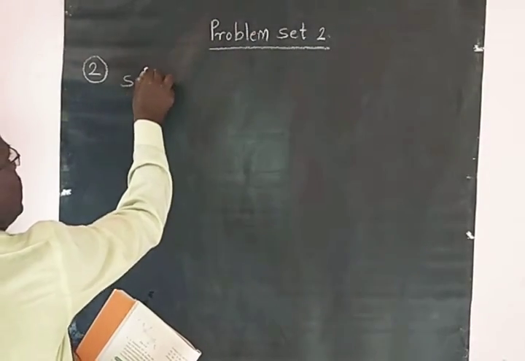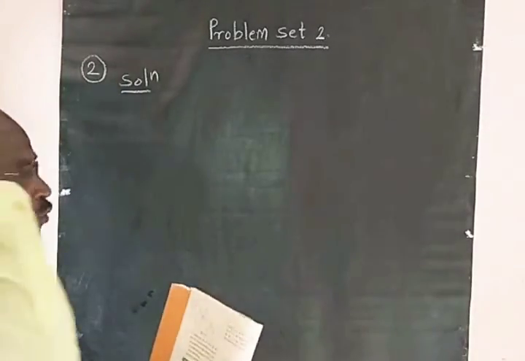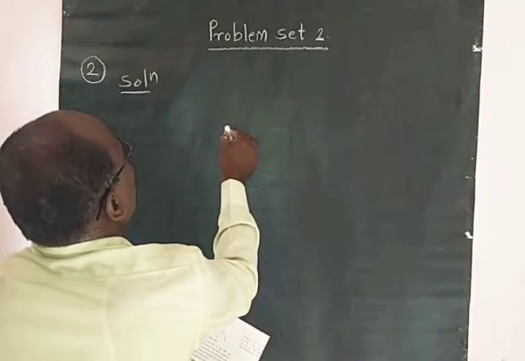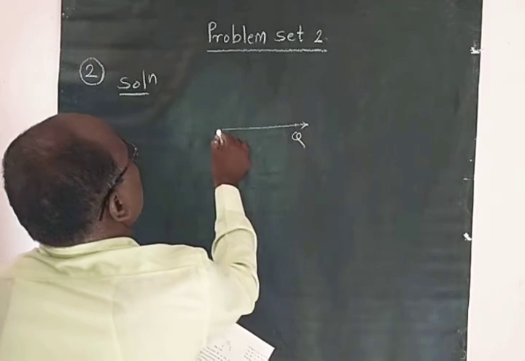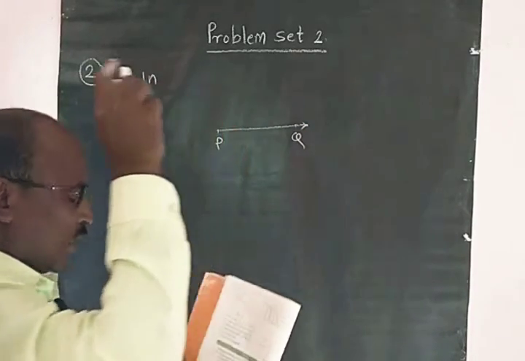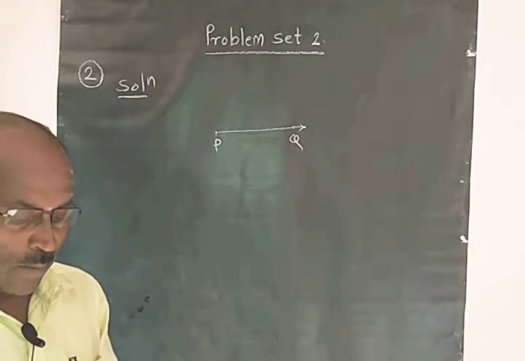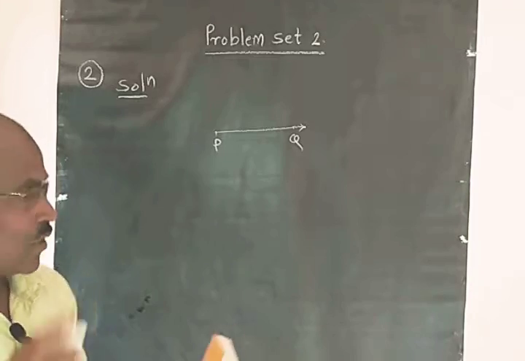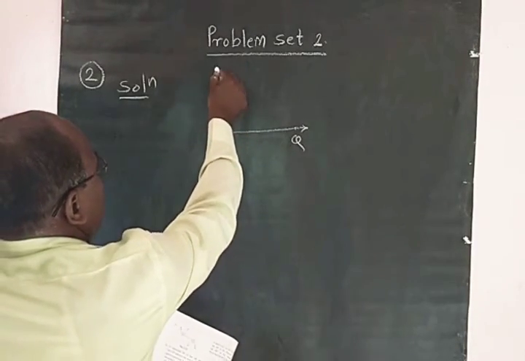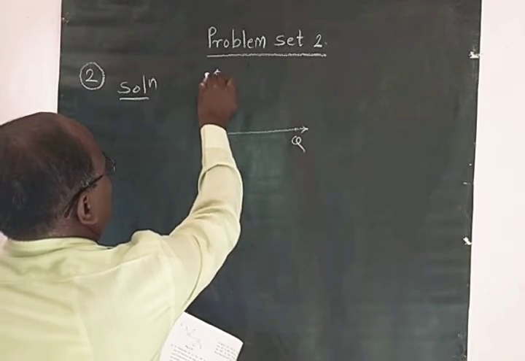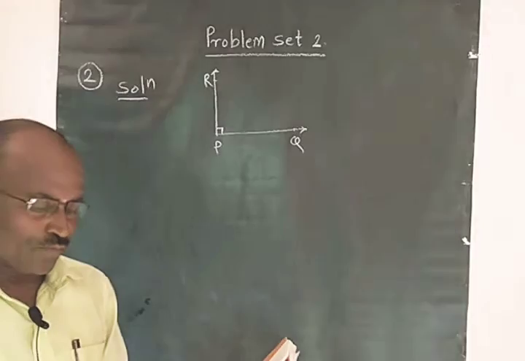So here the solution is, draw the ray PQ. So here is the ray PQ. Suppose it is the ray PQ, and then draw the ray PR. So write the ray PR here. It is the ray PR. These two rays are perpendicular to each other.